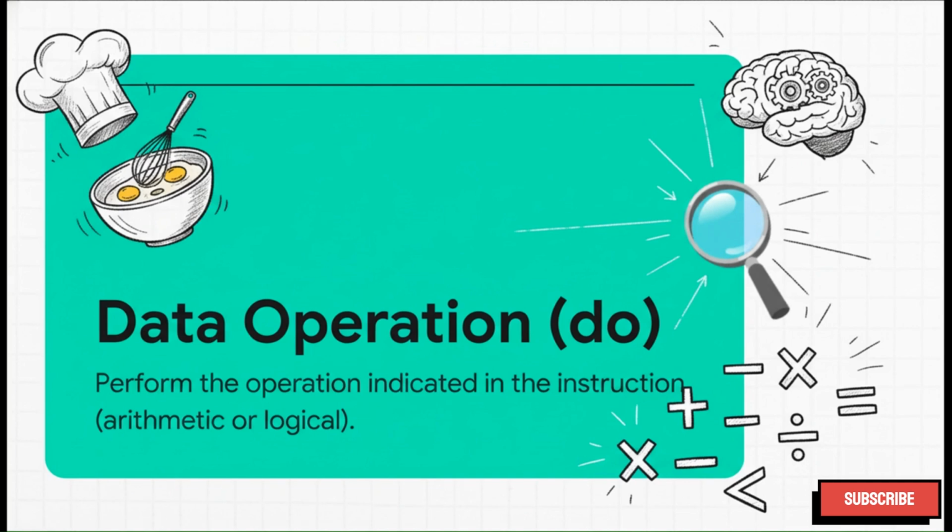And that brings us to data operation. This is the action step. The chef actually cracks the eggs and starts mixing. Our processor is doing the math, the addition, subtraction, whatever the instruction called for. It's actually doing the work.